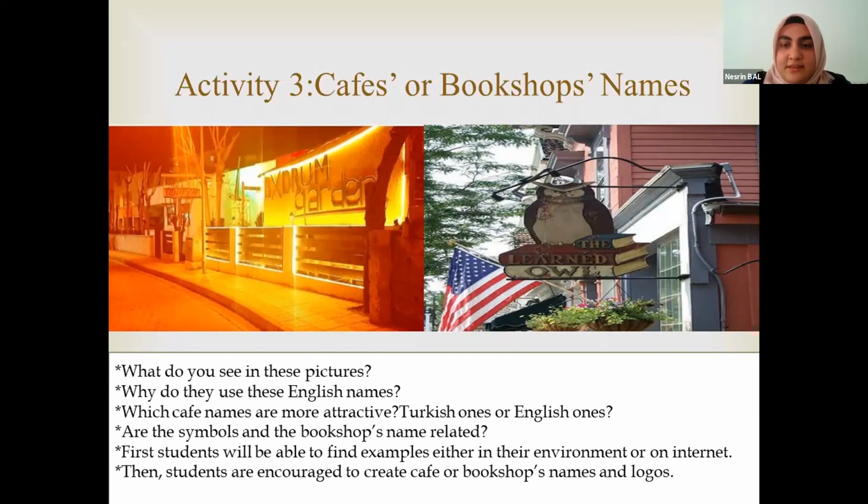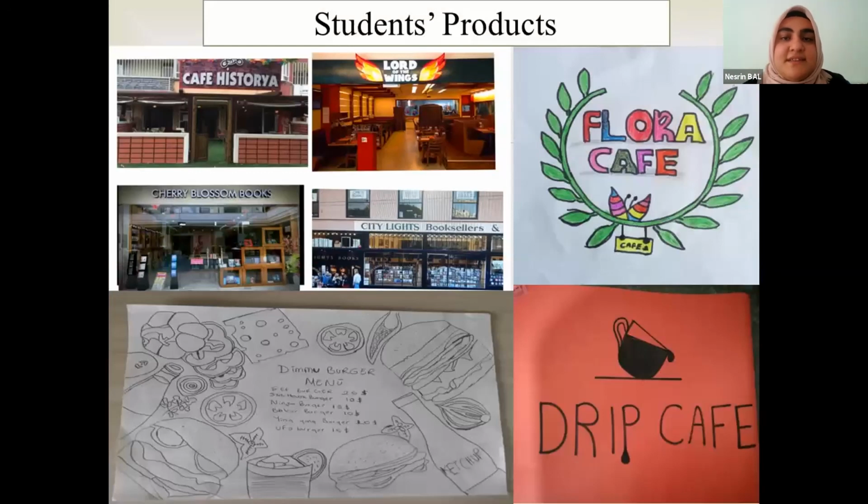You can see the learned owl, and they added an owl picture on the books. And I asked my students to find similar examples either in their environment or on the internet. Then students are encouraged to create cafe or bookshop names and logos. And these are my students' products. By the way, this Cafe Historia is also located in Siirt.